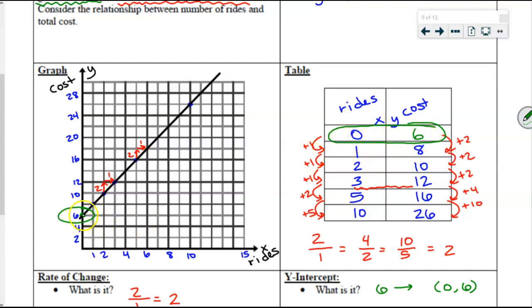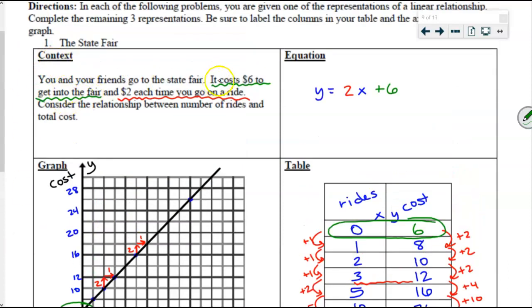Where do I see it on the graph? It's literally where it crosses the y-axis. Did you notice that I already did that one in green? Cost $6 to get into the fair. That's in green. And what does that mean for the equation? It's what we have to add on at the end. Or really, I guess we're adding it on in the beginning, right? Okay. Easy enough. Put it all together.